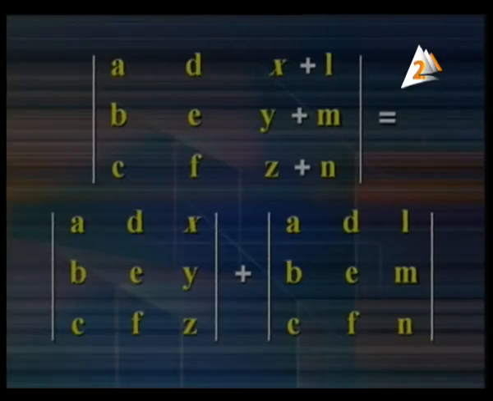Dear student, we have the determinant. The first determinant A, D, x plus l; B, E, y plus m; C, F, z plus n. We divide the determinant into two determinants. Look at the third column, x plus l, y plus m, z plus n. We divide it into two determinants, not changing the 2 columns, but dividing the third column into 2 columns as in the figure.